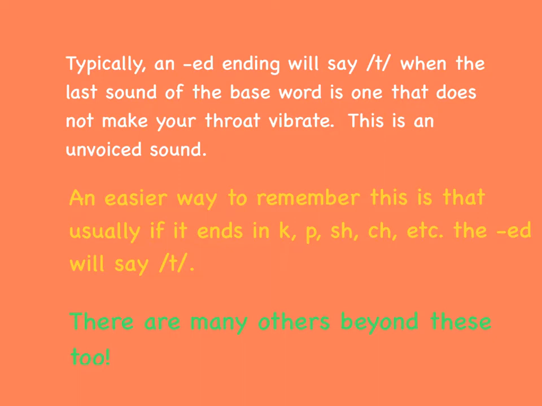Now, an easier way to remember this is simply to notice that if at the end of the base word we have a k, p, sh, ch, etc., then the ed will say the t sound. There are many others beyond these sounds. It's just that k, p, sh, and ch are some of the most frequently occurring ones. So if you notice at the end of a base word there's a k, p, sh, or ch, it's a safe bet to guess that the ed will say t.